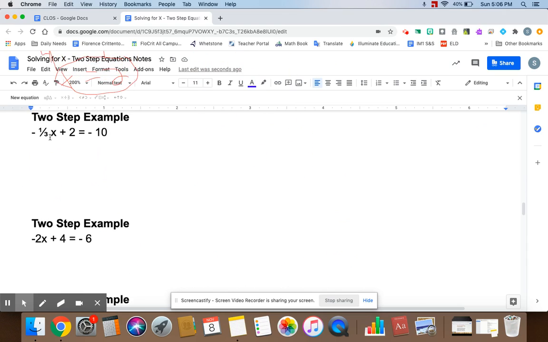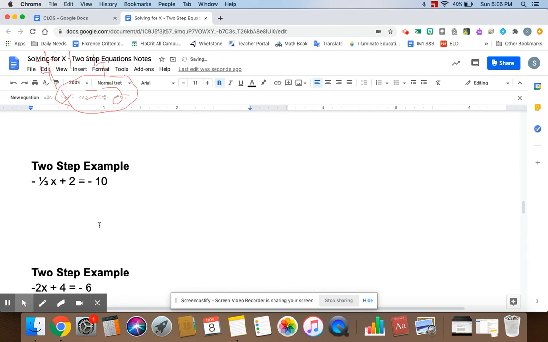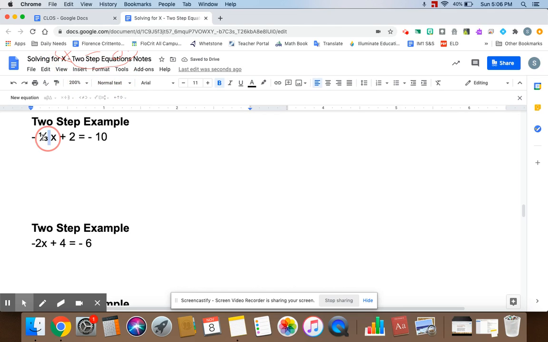So if I come down to this example, x is being multiplied to the negative 1/3. The add-on, the side piece, is plus 2. So if I'm trying to single out x and get x all by itself, first I get rid of the thing that's being added on. So to undo the plus 2, I do what? Subtract 2. I have to subtract 2 to both sides.